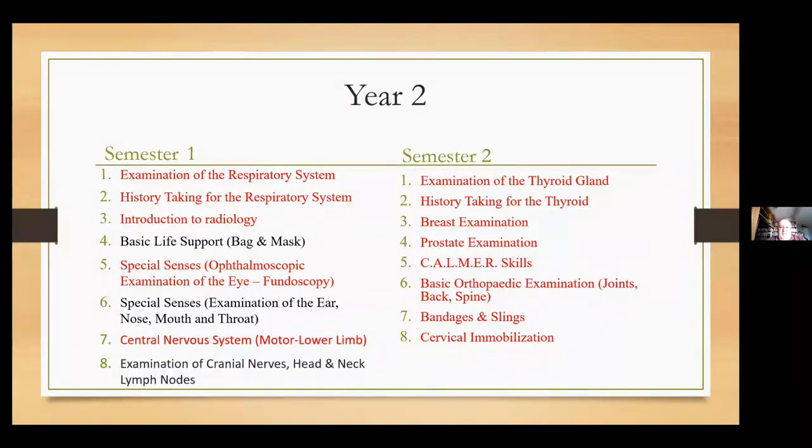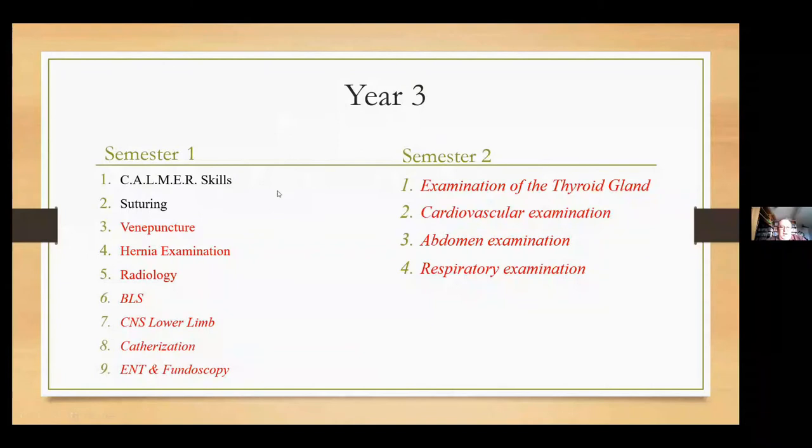And likewise for year three, these are some of the skills where we also focus on some revision sessions for you across all the skills, particularly focusing on the ones that tend to give students most difficulty.